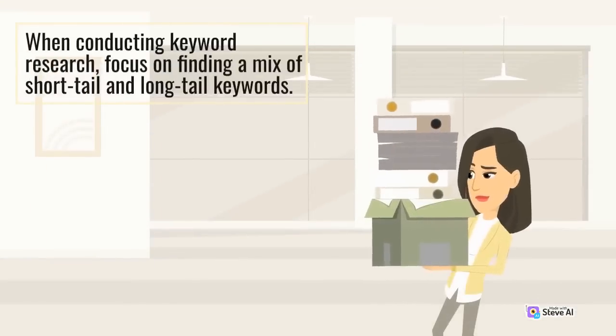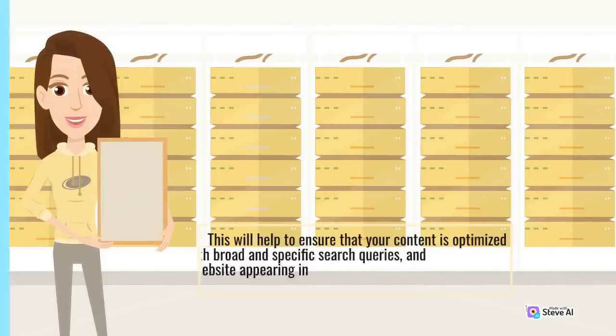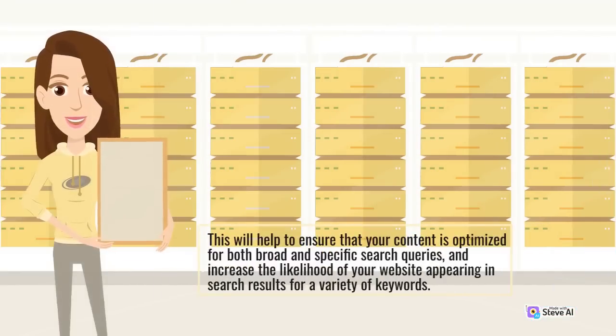When conducting keyword research, focus on finding a mix of short-tail and long-tail keywords. This will help to ensure that your content is optimized for both broad and specific search queries, and increase the likelihood of your website appearing in search results for a variety of keywords.